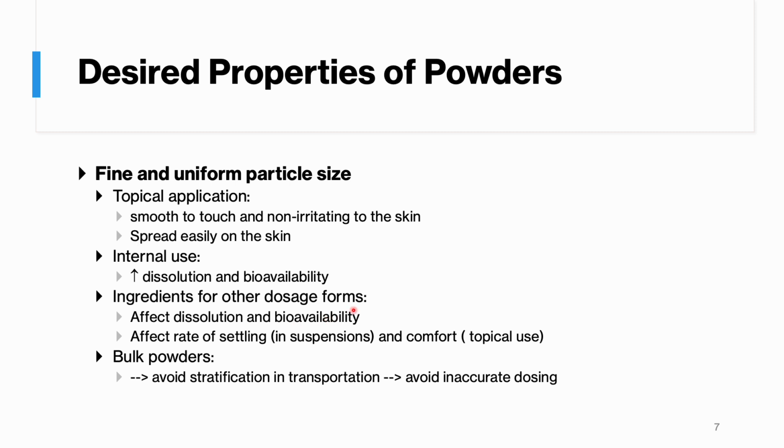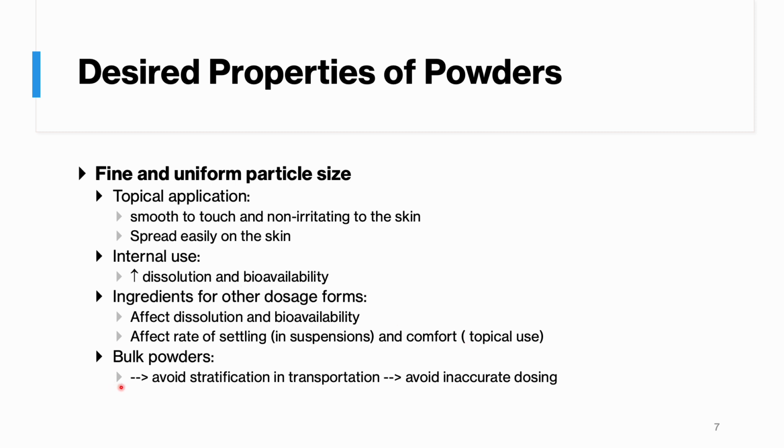When the powder is used as an ingredient for other dosage forms, it also can affect the rate of settling. For example, in a suspension, if the particle size is very large, the powder can settle down quickly and make the suspension less stable. Or for topical use, the large size can cause a feeling of discomfort for the patient.